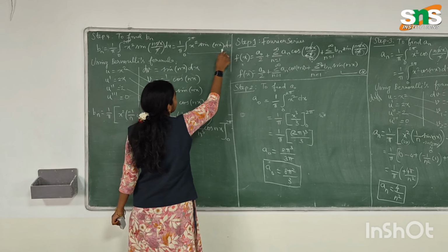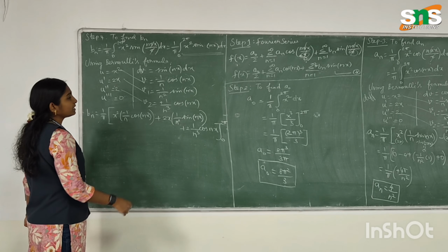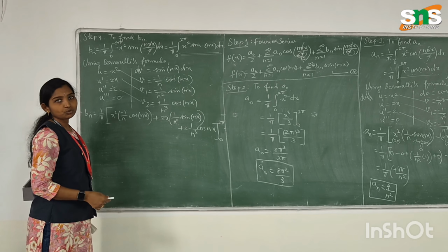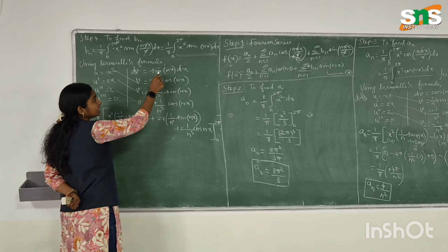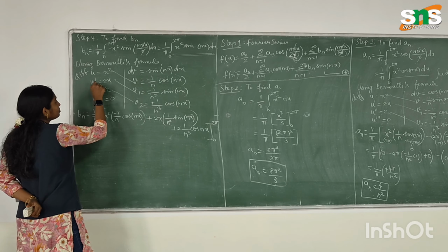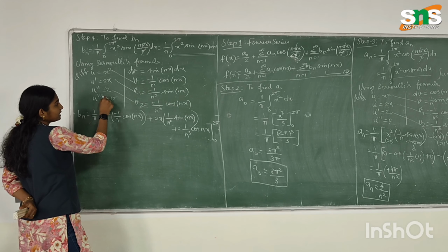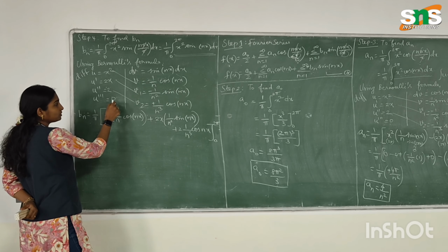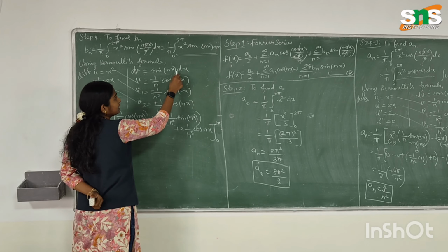So on integrating, you have to integrate this. For this, you are using the Bernoulli formula. So what is the Bernoulli formula discussed earlier? Integral u dv format. So in that, you are going to fix u as x square and dv as sin nx dx. On differentiating, you have u dash is equal to 2x, u double dash is equal to 2 and u triple dash is equal to 0. As discussed, you have to compute till it reaches 0. And what is dv? dv is sin nx dx.